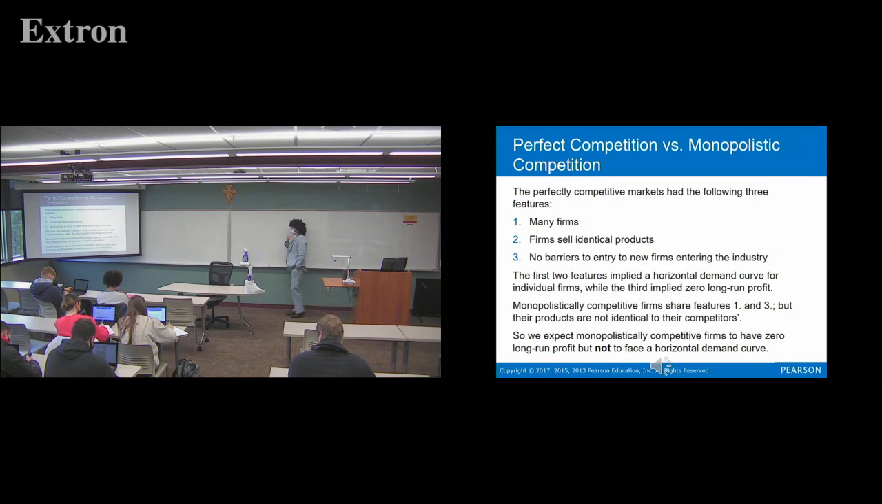And in monopolistic competition, there's no barriers to entry, or very low barriers to entry. So new firms can enter these industries and begin competing. So what this implies to us is that monopolistically competitive firms are going to have zero long-run profits because of the threat of competition. But they're not going to face the horizontal demand curve that we saw in perfect competition.